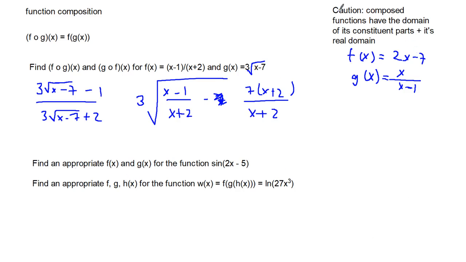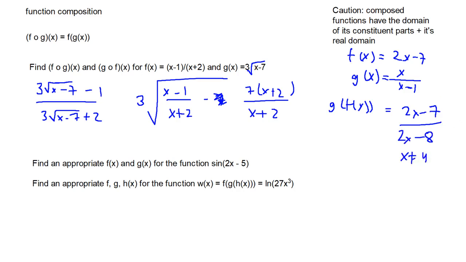There's a caution that I'm going to give you. Composed functions have the domain of their parts and their own real domain. So let's say f of g of x. We want to put f of g of x here, right? Or g of f of x. Let's do g of f of x, right? What's the domain of g of f of x? Well, it's 2x minus 7 over 2x minus 7 minus 1, which is 2x minus 8. So the domain of this is x cannot be equal to 4.